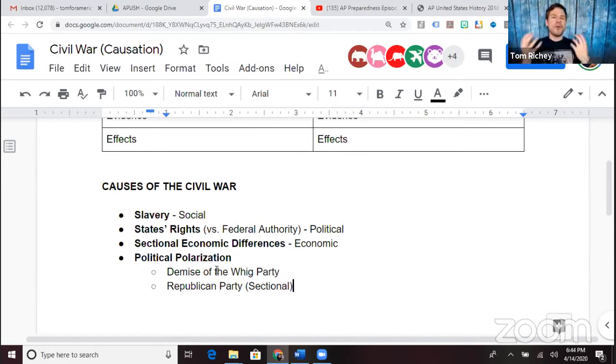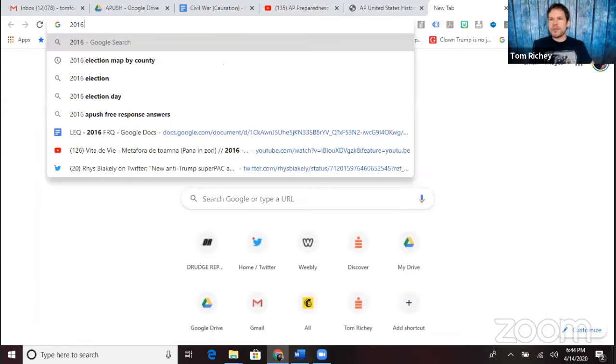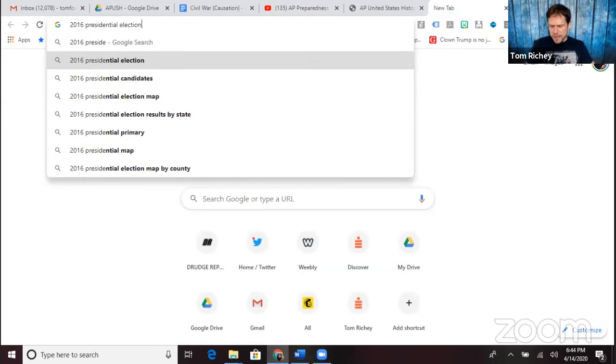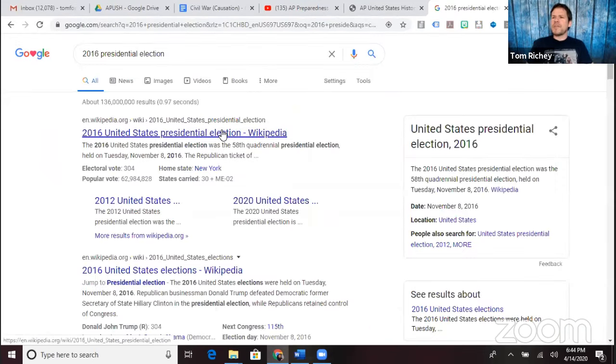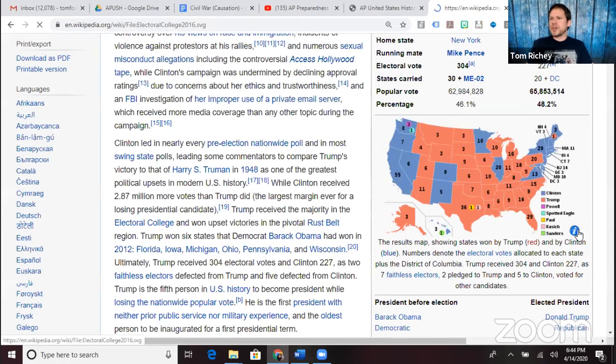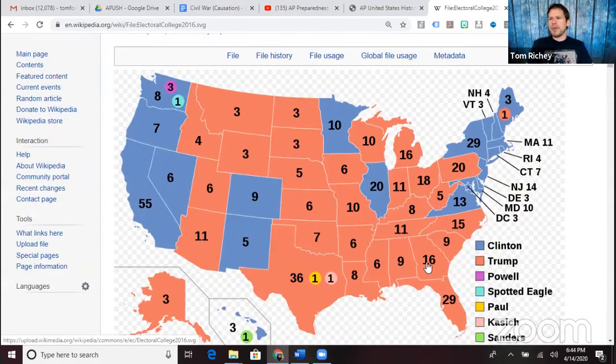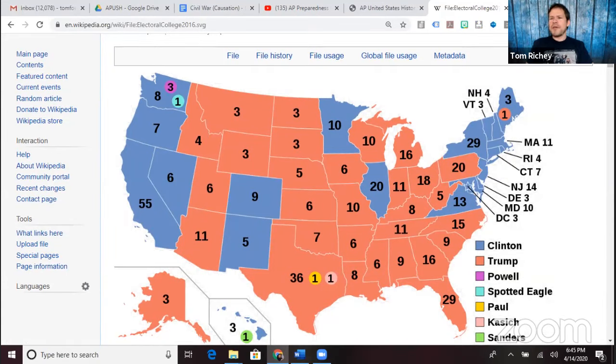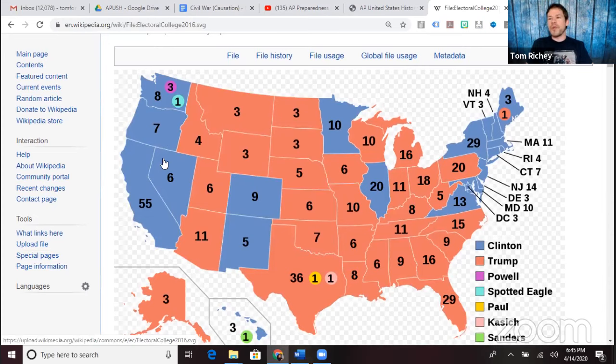Now, when you look at Democrats and Republicans today, we can certainly see regional alliances. If we look at the 2016 presidential election map, we can see that there are regions that are friendlier to the Republican Party and regions that are friendlier to the Democratic Party. For example, the Democratic Party is much more popular in the Northeast and the West Coast. Those are the strongholds there. And then you see that there are some states here and there.